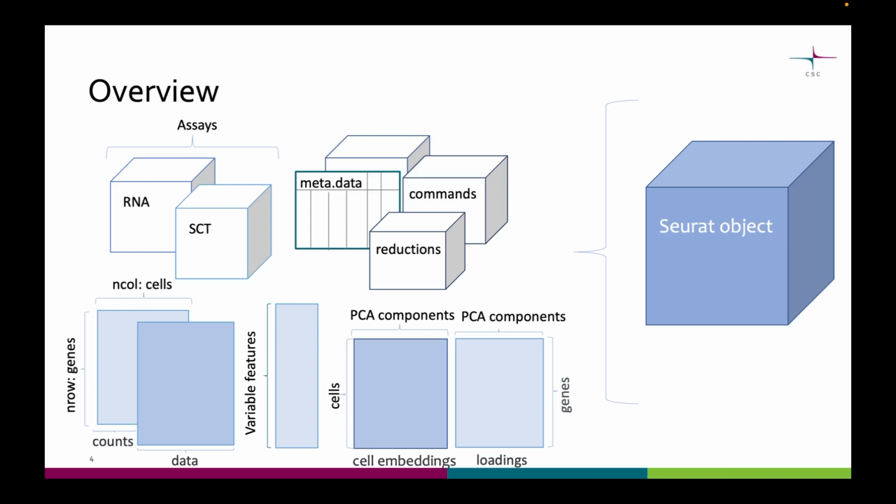In the reduction slot, dimensional reduction information such as principal component analysis or others are stored. Each reduction contains the coordinates of the cells in low dimensional space, as well as the weights for the genes stored along the dimensions of the cell embeddings, as also shown in the row below. The comment slot contains all the arguments that have been run to the object. Furthermore, the metadata data frame contains additional information associated with the cells or the features of the data.